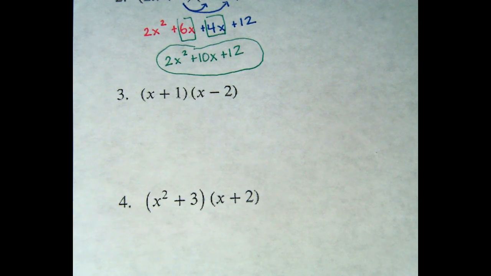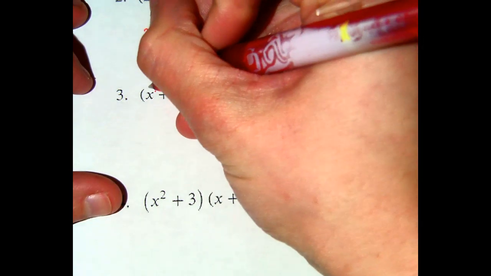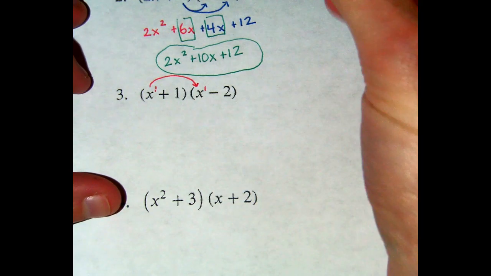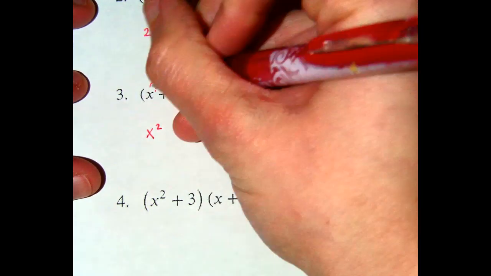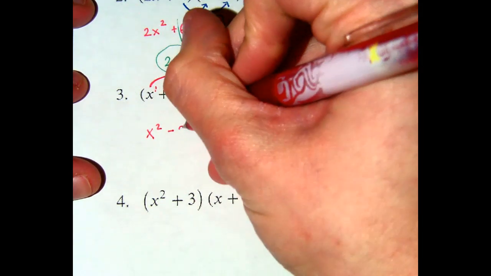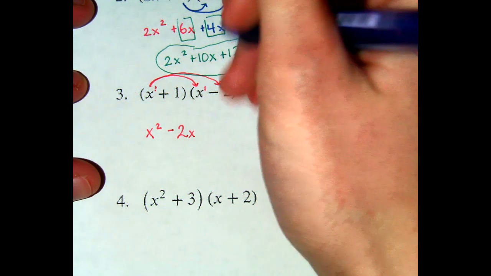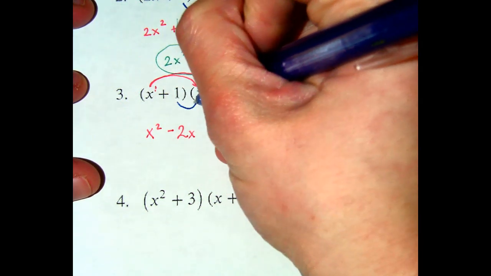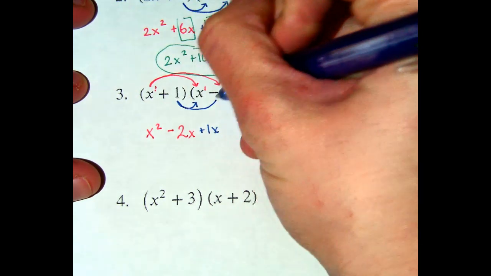Just like we did a second ago, we take everything on the left and distribute it to everything on the right. X times x is x squared. x times negative 2. Negative 2x. If you forget the negative, you'll add the like terms wrong. Alright, 1 times x. And 1 times negative 2.